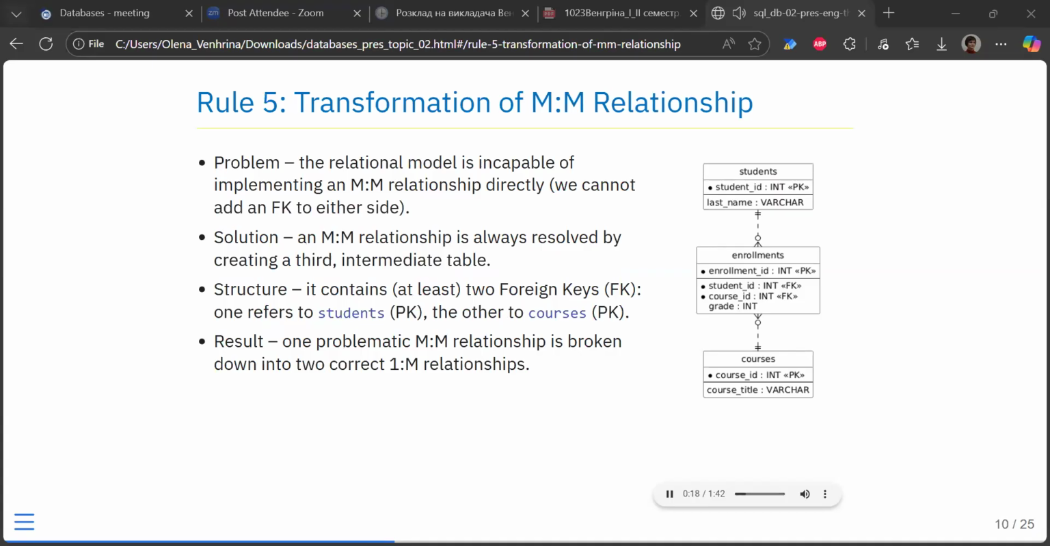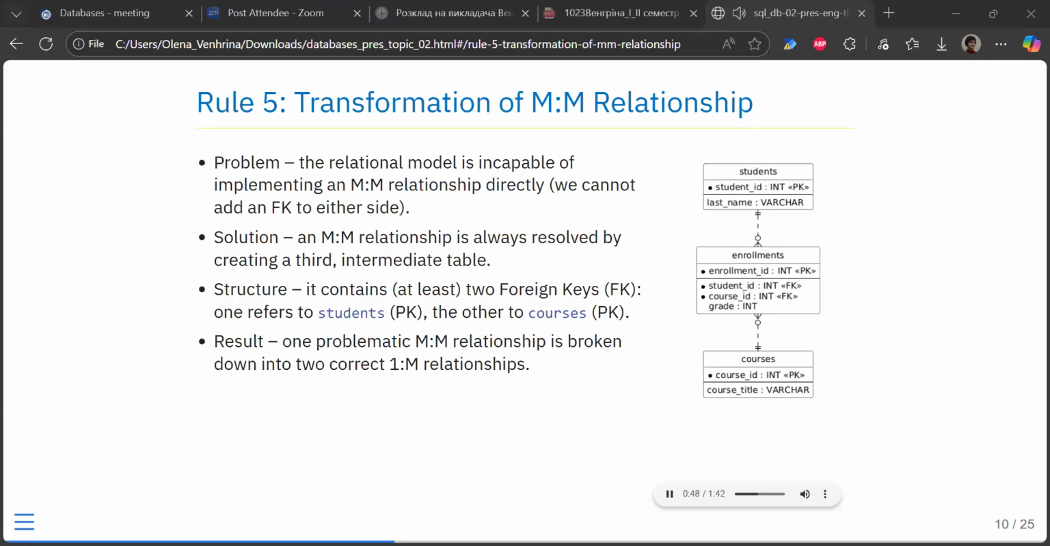First and foremost, remember, the relational model cannot implement an M:N relationship directly. We cannot use the rule from the previous slide. You can't add an FK to the students table because a student has many courses, and you can't add an FK to courses because a course has many students. Neither option will work. Therefore, any M:N relationship is always resolved by creating a third intermediate table. This table is called an associative, or junction table.